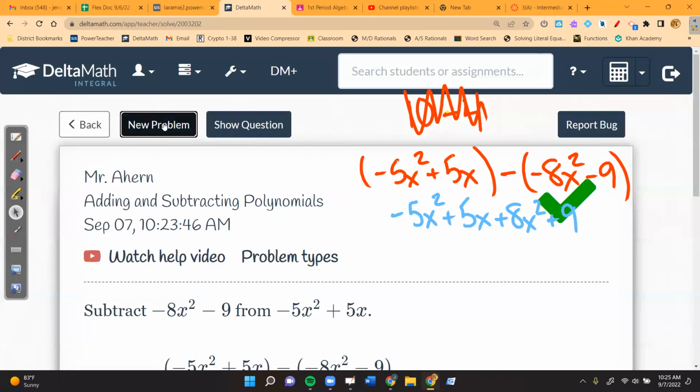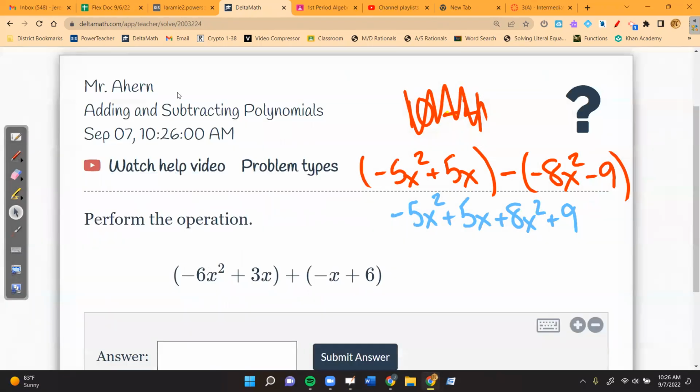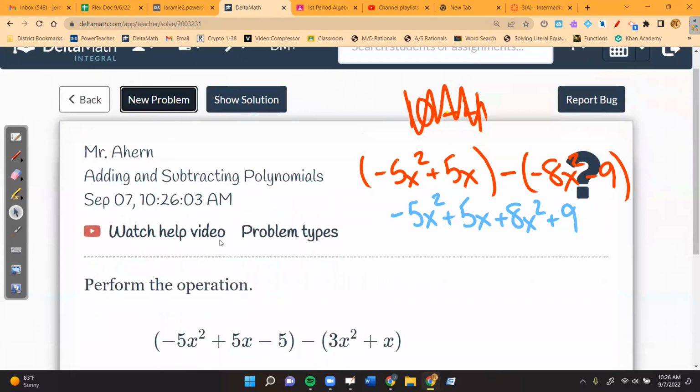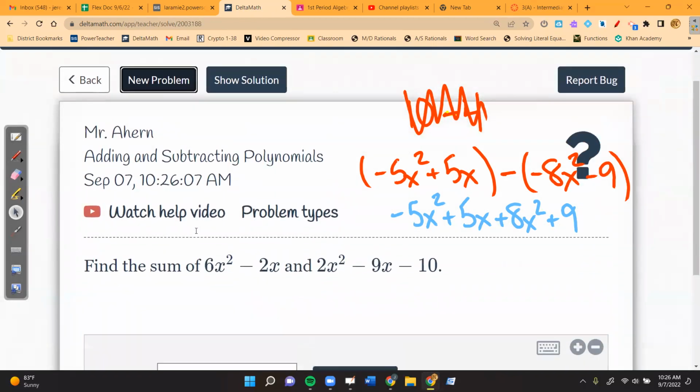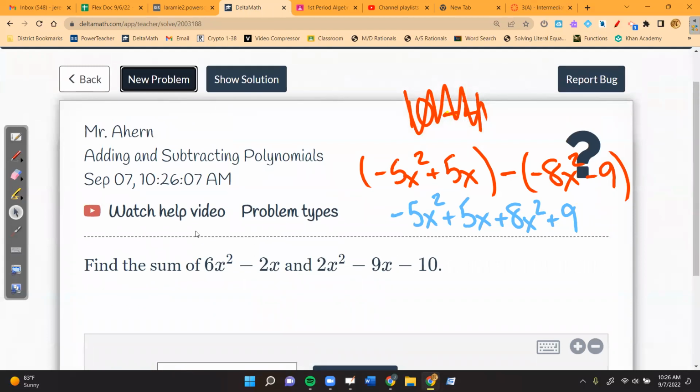So if I click through these, here's some that are just written out normal. Here's some more that are just written out normal, some more. But when the words come in, it might say sum. What is it going to mean if it says difference? Right, so sum is add, difference is subtract. Then on those ones that say subtract this from this, you got to flip it and rewrite the subtraction.